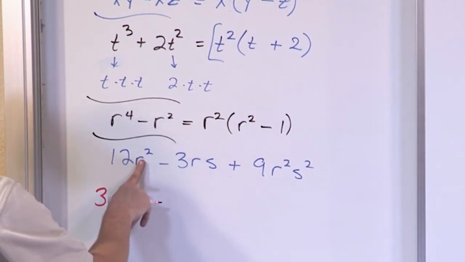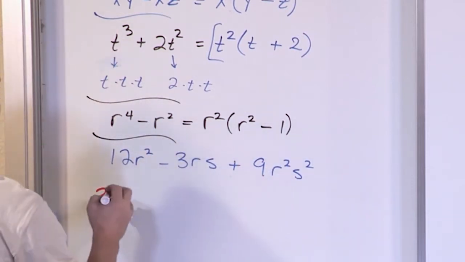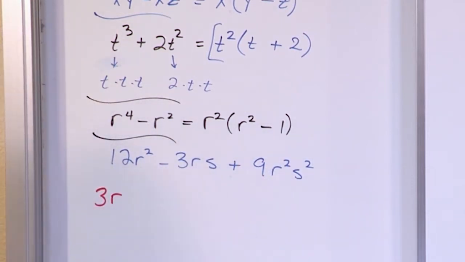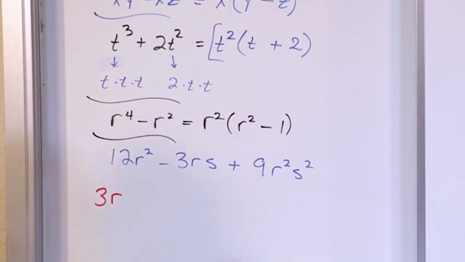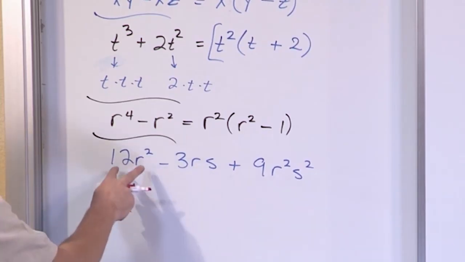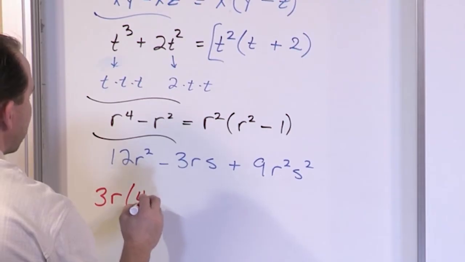So I have at least 1 r wrapped up here, I have at least 1 r wrapped up here, and I have at least 1 r wrapped up here. So I can see that I could pull out a single r. I can't pull out more than that because I don't have enough of them here. So I can only pull out 3r. So I open my parentheses and I try to figure out what I need to write here to make this true. So I'm going to have to write 4r here.